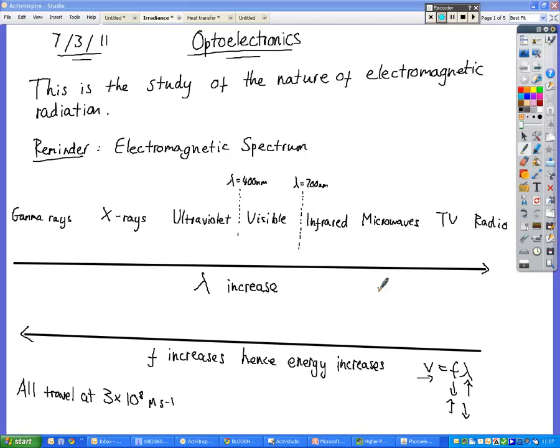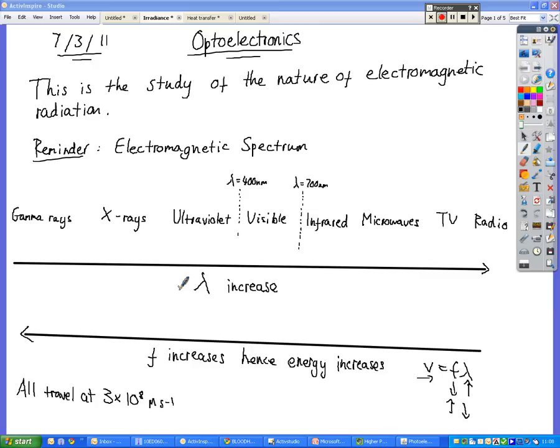We started optoelectronics yesterday. That's the study of the nature of electromagnetic radiation. So everything within the electromagnetic spectrum, from gamma rays straight through to radio waves with visible light in between. If we're using those and manipulating those in some kind of way, that's what optoelectronics is. We've got increasing wavelength as we go further up here. So radio waves are the longest waves that we have in the electromagnetic spectrum.